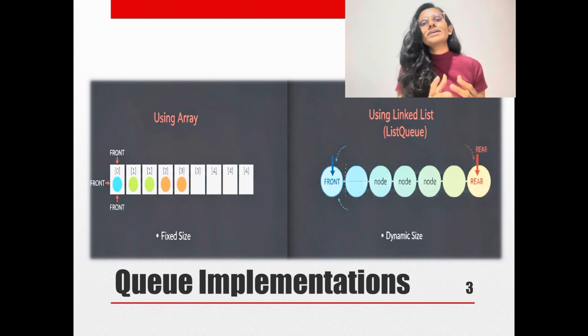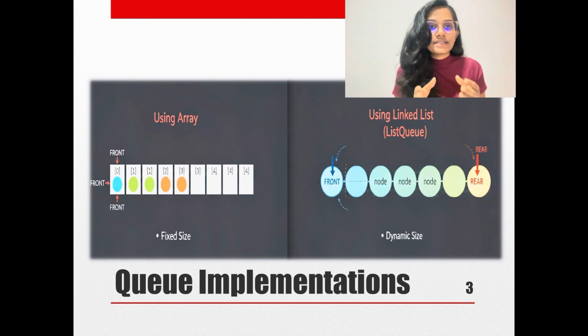So let's talk about the linked list implementation. This is where the linked list implementation, or the ListQueue, comes in. Using a linked list makes the queue a dynamic size, meaning it can grow or shrink as needed. There is no overflow unless your system memory runs out. So that's why implementing a queue with a linked list is the preferred method in many real applications.